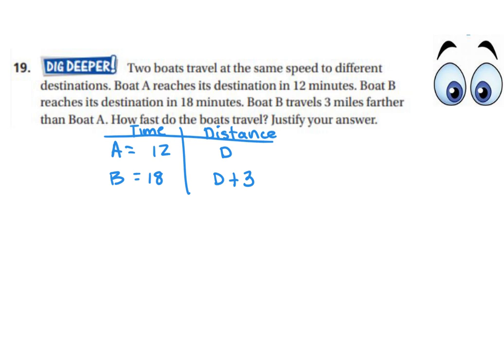We're going to set this up as D over 12, because that is representing our relationship or our ratio for boat A. Then for boat B, we're going to set up D plus 3 over 18. And from here, we're going to solve. We'll use our cross product.